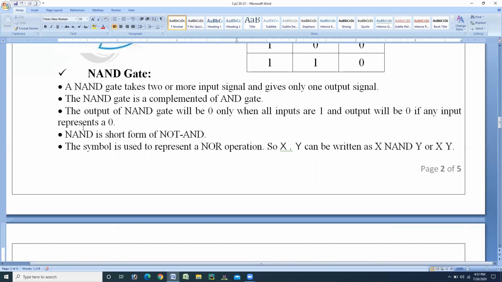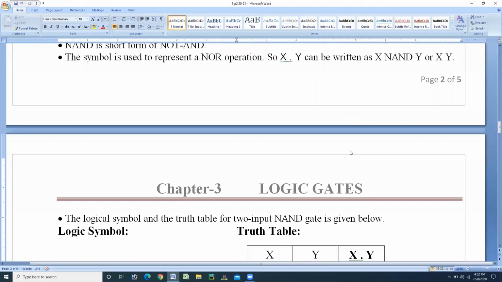Then next, NAND is a short form of NOT and AND. The symbol is used to represent a NAND operation, so x dot y complement can be written as x NAND y. Right? x NAND y.